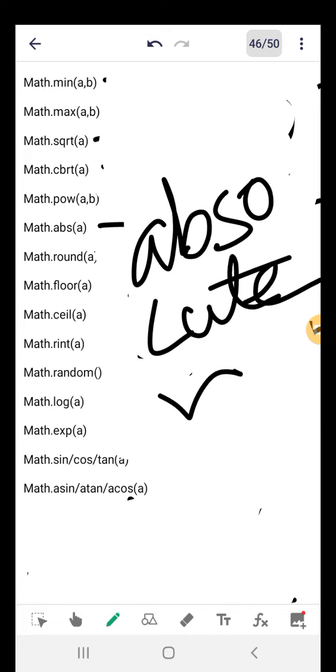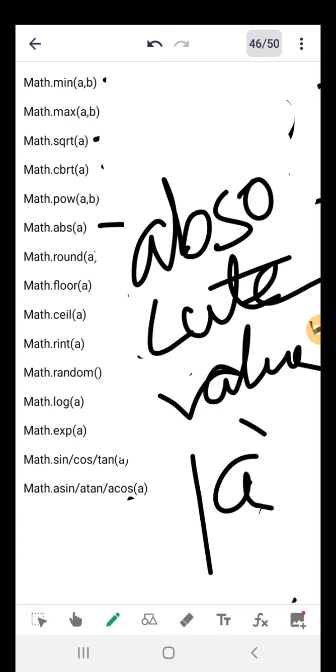Absolute value. ABS will return the absolute value. For example, if A is equal to, it is just mod. You can understand it as mod. It will return the mod of A.